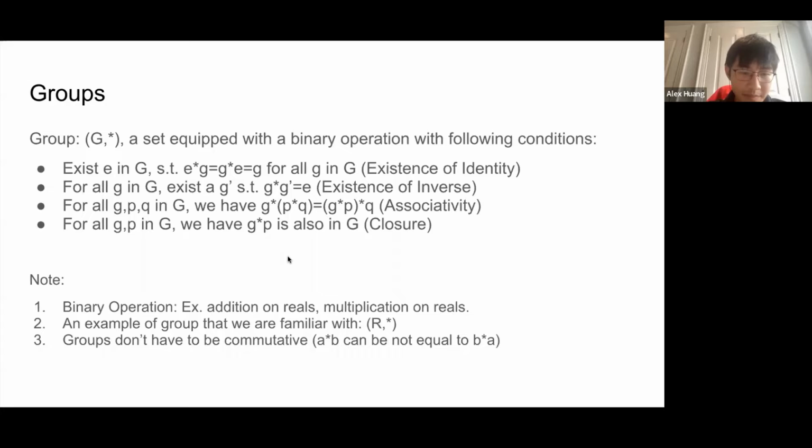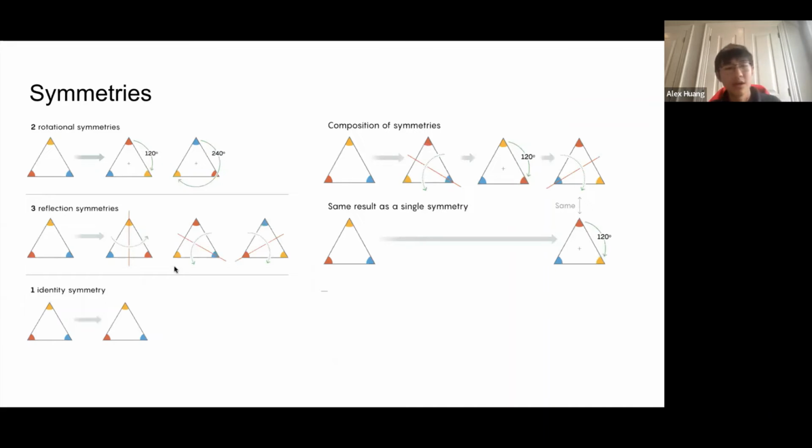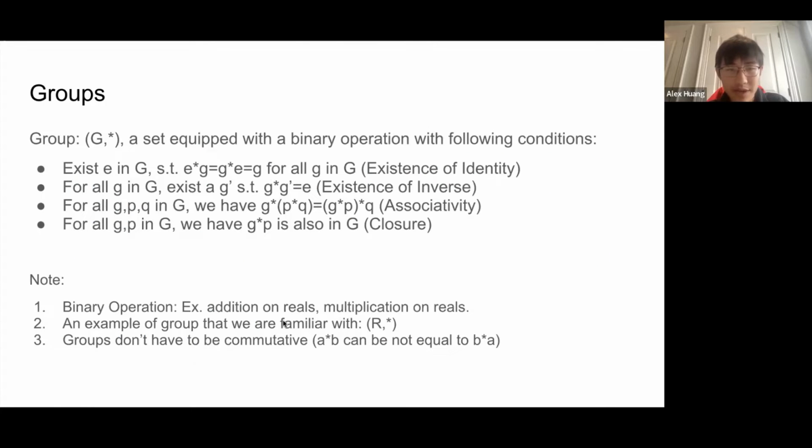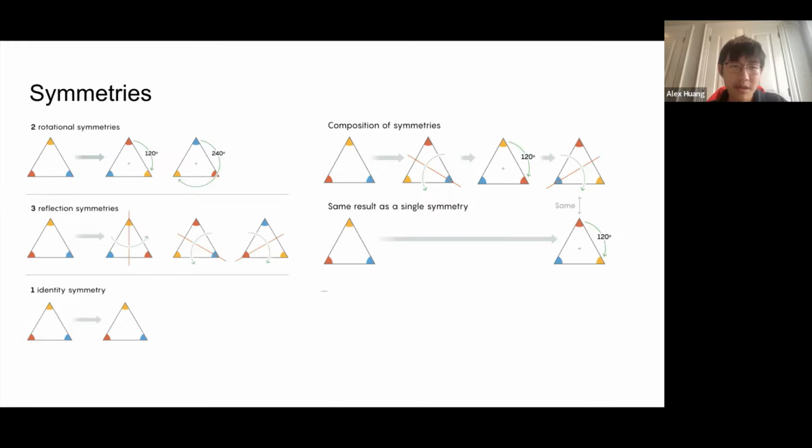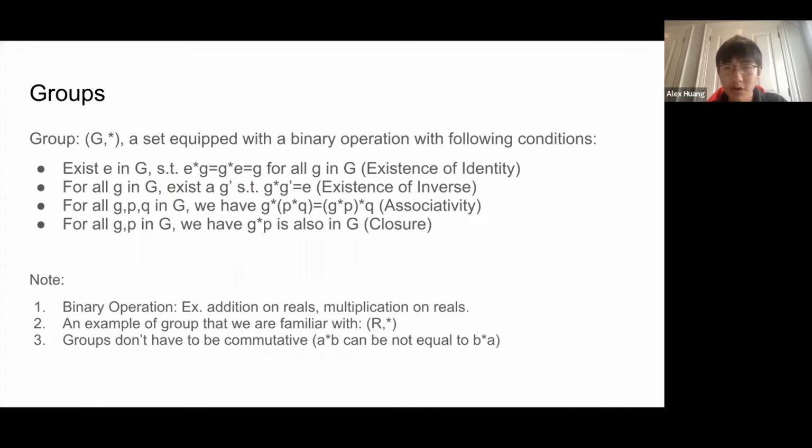And yeah, so I want to talk about, wait a second, why talk about symmetries here? Because if you think about it, the symmetry of an equilateral triangle is a very common example of a group. And you can check it out. It follows all four conditions.